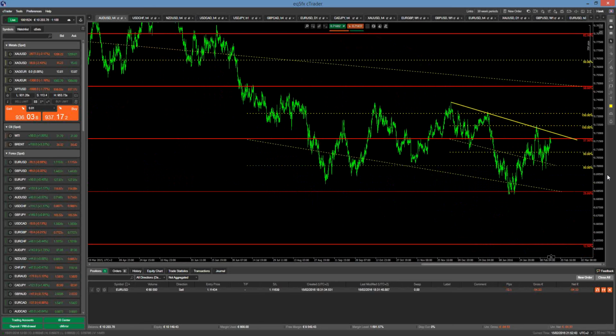I just pressed the button here. Can you guys still see the screen? Okay, good. You can see the trading platform, correct? Okay, very good.